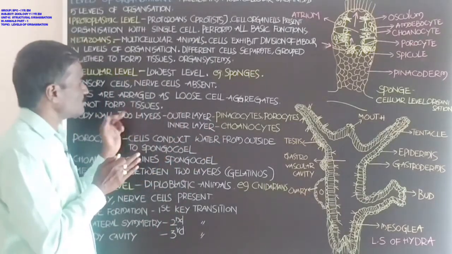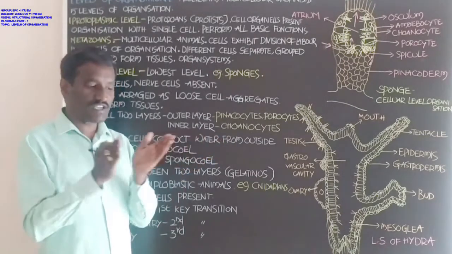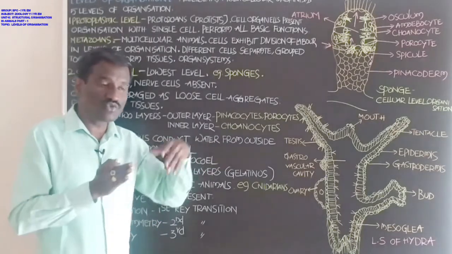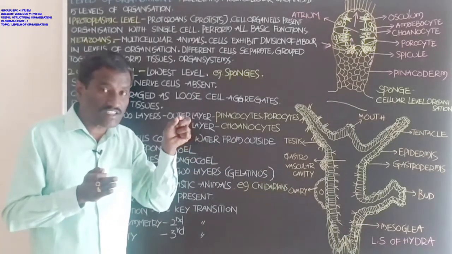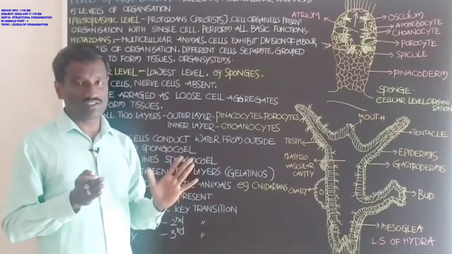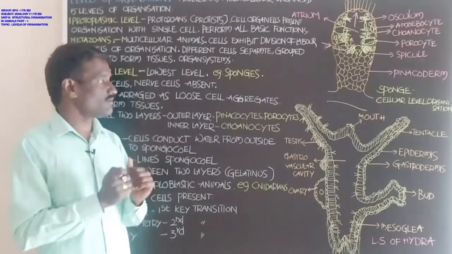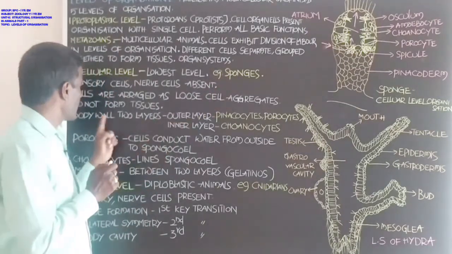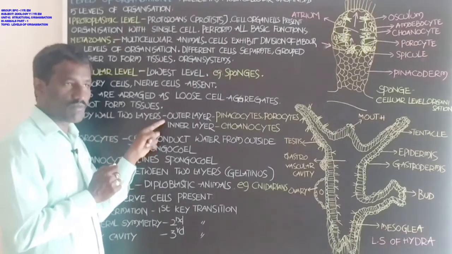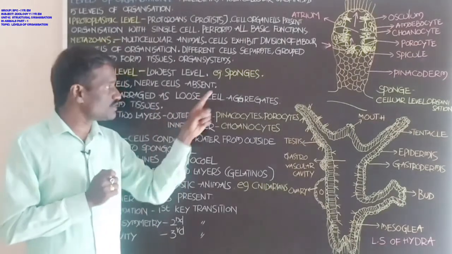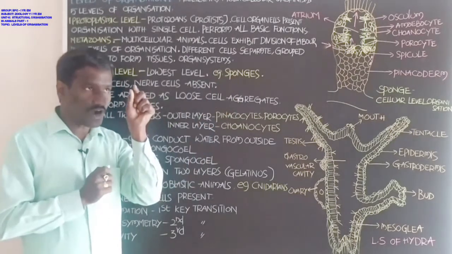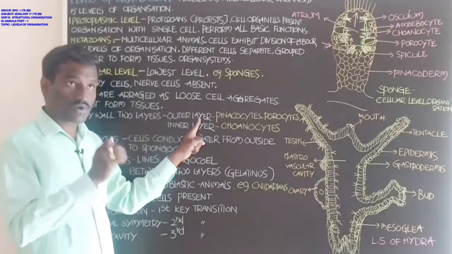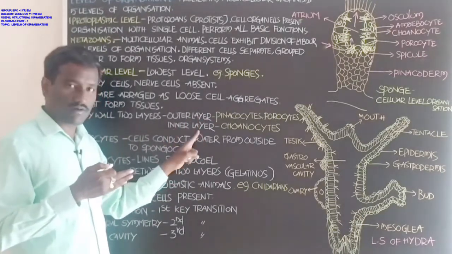Next, they do not form tissues. Tissues are absent. Cells are not together to form tissues. Cells are not arranged into tissues. Organization in these animals ends with the cells. These are loosely arranged. Students, if you observe the sponge's body wall, it has two layers: the outer layer and the inner layer.